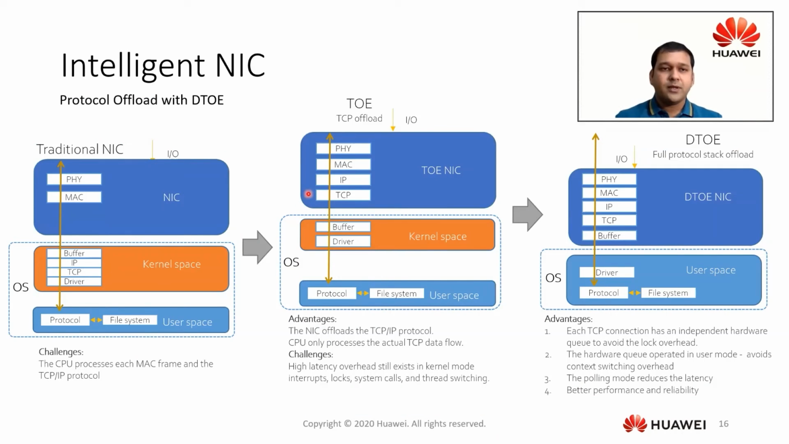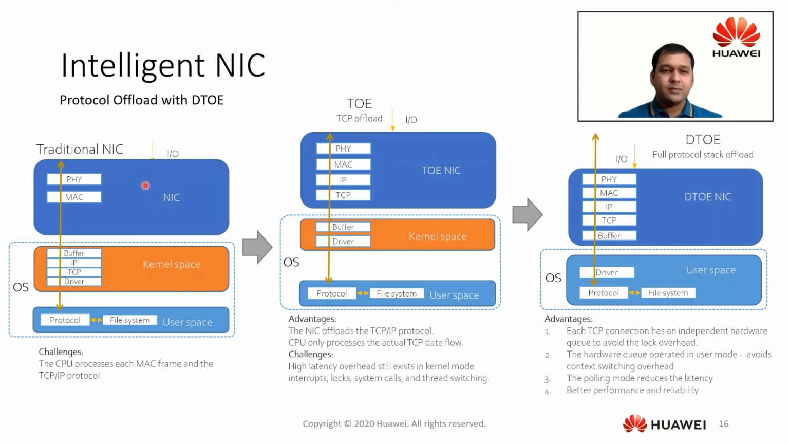I had talked about the front-end IO module card. So now I'll talk in more detail about what all it gives us. On the left, you can see a traditional network interface card. Here you have the buffer, IP, TCP, and the driver layer implemented in the kernel. Only the physical and MAC information are operated on by the network interface card.